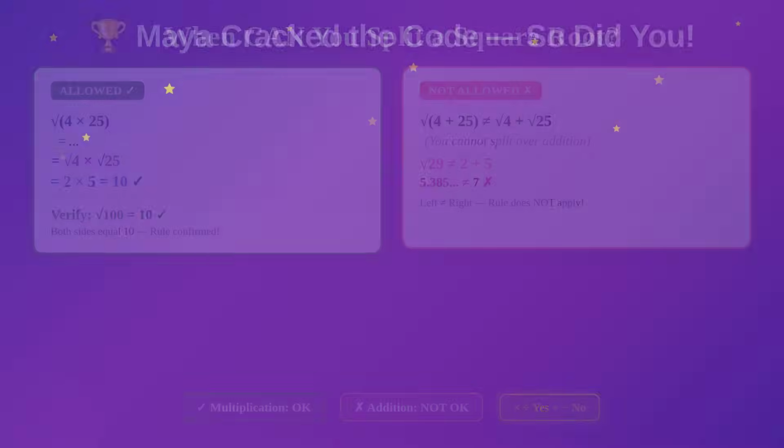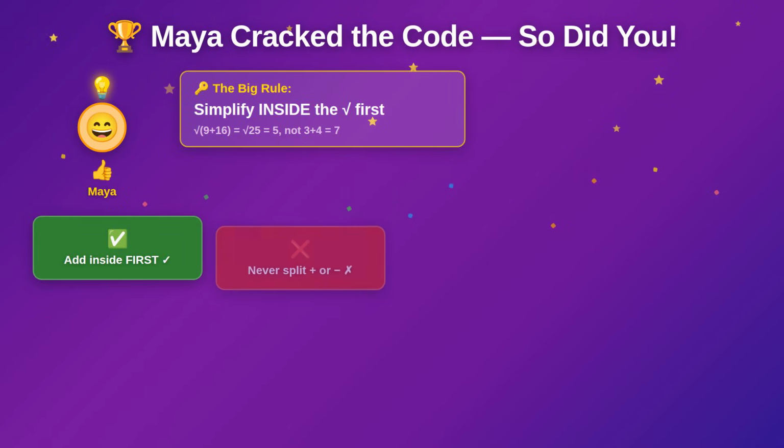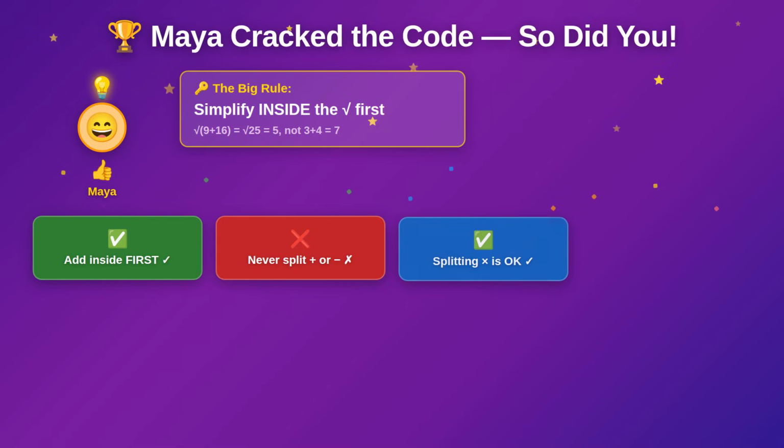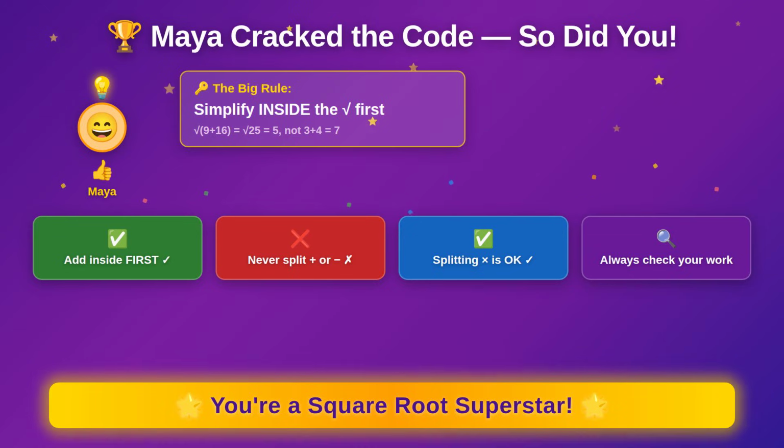That's the key difference. Remember when Maya was about to write 7 on her homework and hand it in? Now she knows the truth. The square root of 9 plus 16 is 5, not 7. From confused to confident, that's the square root journey, and you just made it too. The big takeaway, always simplify inside the square root symbol before doing anything else. Never split across addition or subtraction. If you remember just that one rule, you'll crush these problems every time. You've totally got this. Now go show off your new superpower.